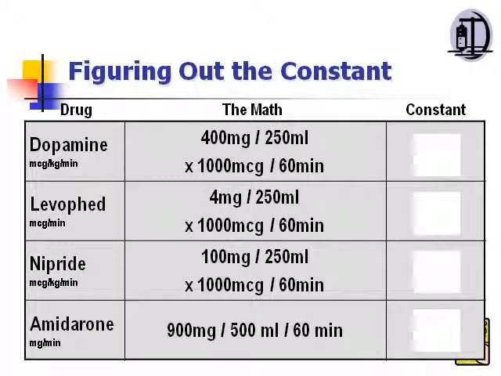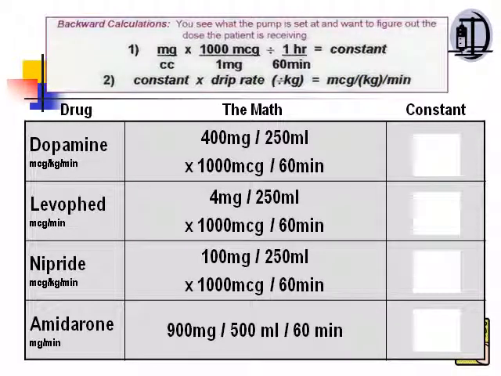All right, let's practice. So figuring out the constant, how are we going to do that? Our first example there is dopamine. So here is the back of the drip card that shows you the backward calculation. So in number 1, you see you have the milligrams over the mLs or cc's. And then if the drug is dosed in mics per minute, then you're going to multiply times 1,000 micrograms because that's equivalent to 1 milligram. And then you're going to divide by 60, which is equivalent to 1 hour. And then you get your constant.